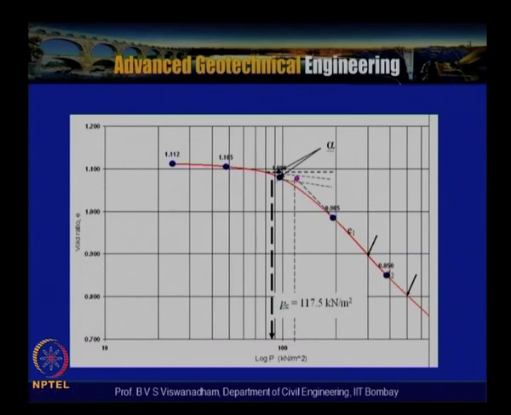So in this particular problem, from the given data, we took point D, drew a horizontal line, and from point D we drew a forward tangent, and then we bisected that angle and drew a line through point D. Then we extended the back tangent from the straight line portion of the virgin compression curve, and the point where it meets is regarded as the pre-consolidation pressure. In this problem we have got 117.5 kilopascals.